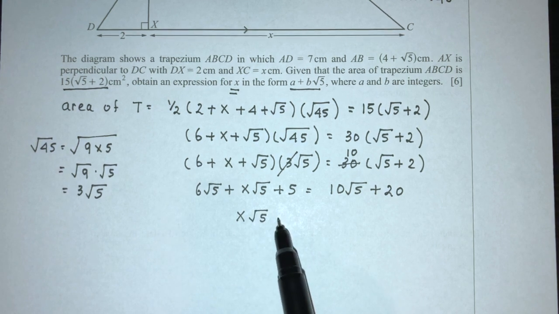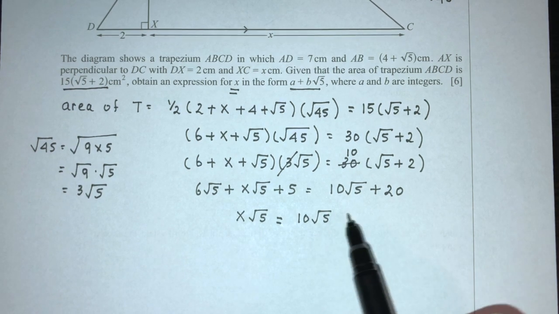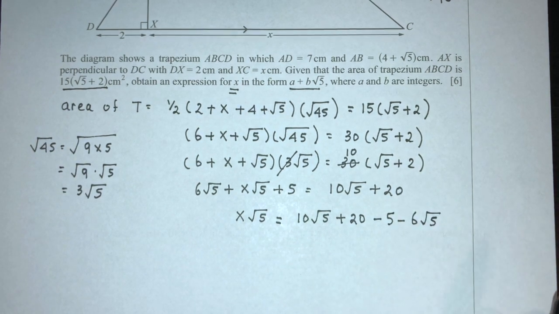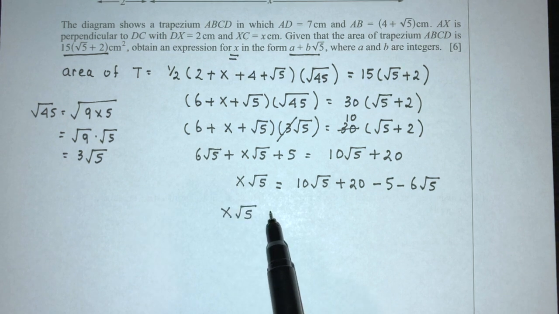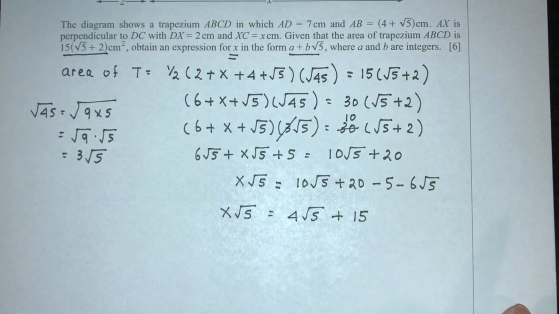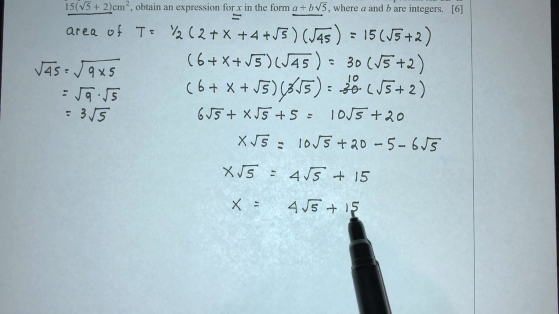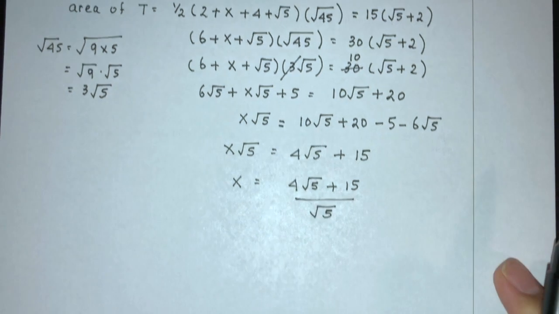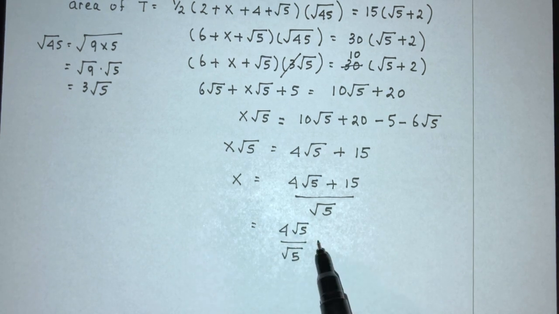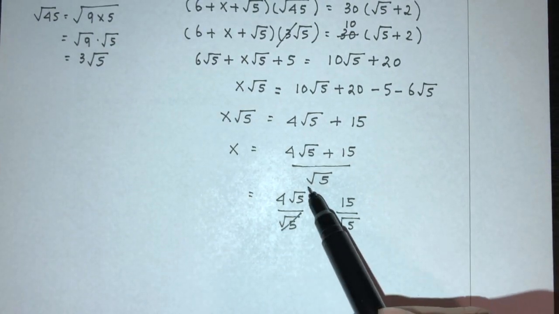x root 5 will be 10 root 5 plus 20, so minus 5 and minus 6 root 5. So x root 5 will be, so this minus this will be 4 root 5 plus 15. Okay, so the value of x will be 4 root 5 plus 15 divided by root 5. So simplify one by one. You have 4 root 5 over root 5 plus 15 over root 5. Okay, so these two will cancel out. This will be just 4.